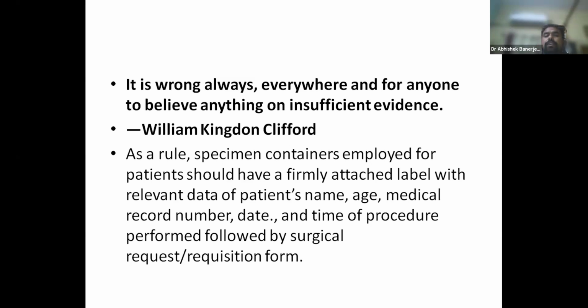And oral pathology is something like Sherlock Holmes stories. As a rule, specimen containers employed for the patient should have a label firmly attached with the relevant patient's data, followed also by the time of the procedure when it was performed and other details like the solution and everything.